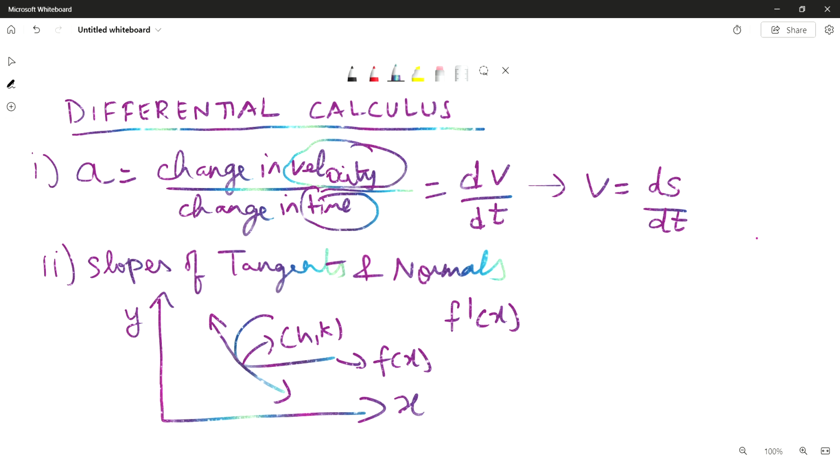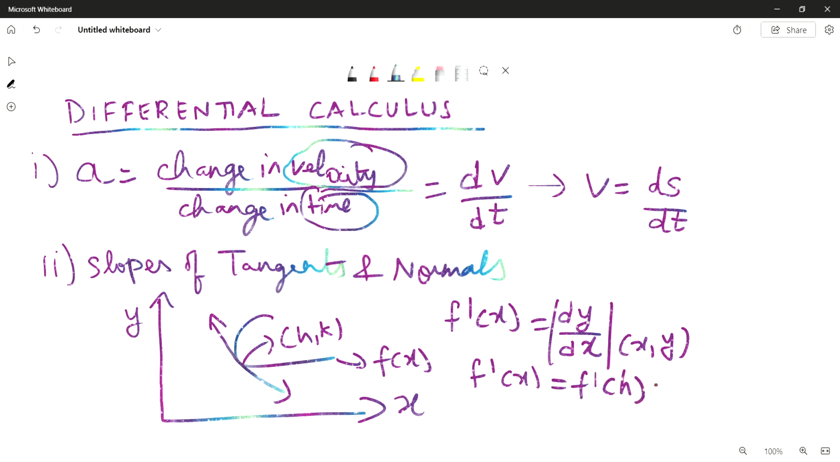So here slope is basically the change in y coordinate with respect to change in x coordinate. So there is a small change in y quantity with respect to a small change in x quantity. So this is basically the slope of a given curve at a particular point x comma y. Assuming our point here is h comma k, our f dash of x will be f dash of h. So basically this is the slope of the tangent that we are looking for.